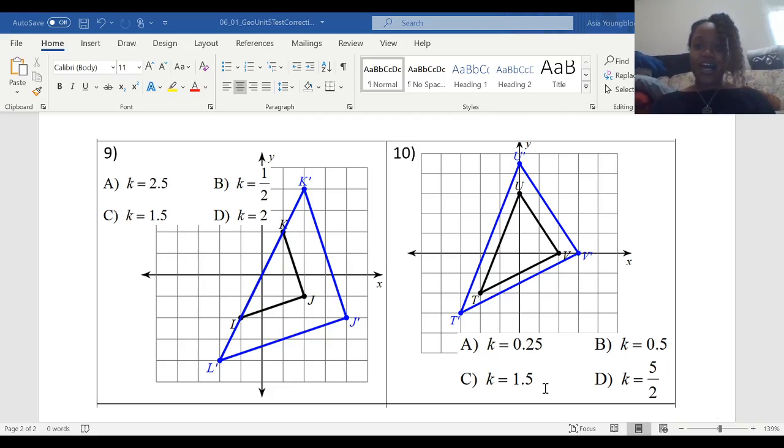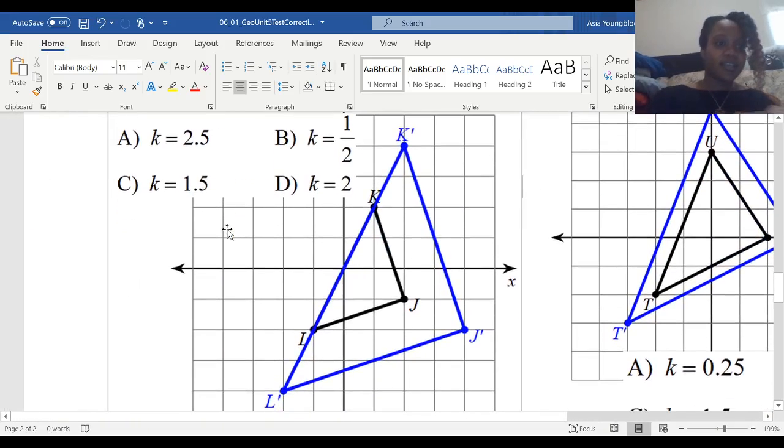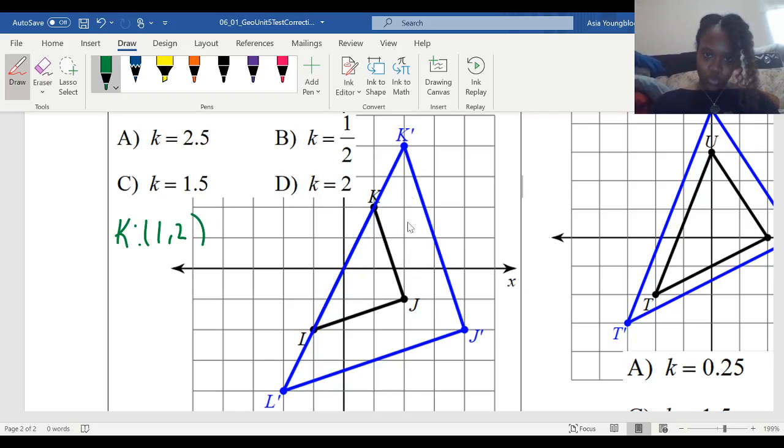In order to do that, we want to identify a pair of corresponding points. So let's say we're focused on the point K. You do not have to draw this picture, but I do want you to write this math. If we're focused on point K, the original K was (1, 2), and the new K was (2, 4). So we need to determine how did we go from here to here.